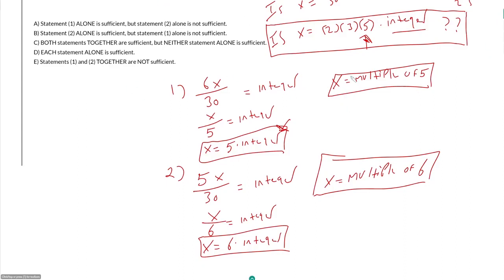So together, our two statements are telling us, statement 1 says x is a multiple of 5, statement 2 says x is a multiple of 6. That means between them, we have our 2 and our 3. That gives us the 6. And we also have the 5 from over here. So it's a multiple of 5 and 6. It must be a multiple of 30. So together, these statements are sufficient. So let's do another one similar to this, but a little bit more complicated.